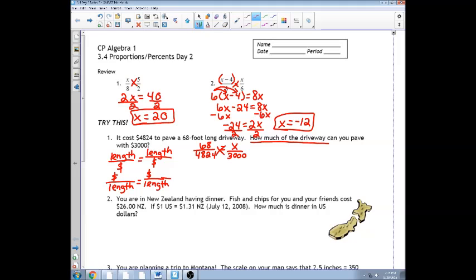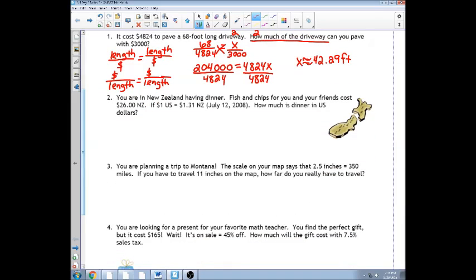From here, we're going to go ahead and cross multiply. When I multiply 68 by 3,000, I'll end up with 204,000 is equal to 4,824 times x. Divide by the 4,824, and I would end up with x equals about 42.29 feet. When you do round, make sure you use the squiggly equal sign. That means about. Okay?